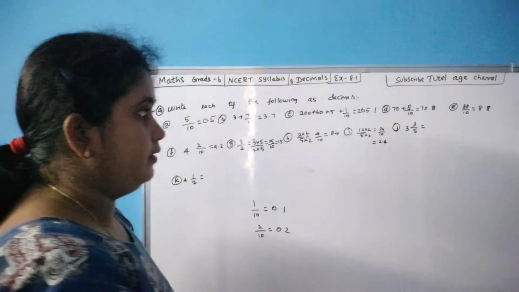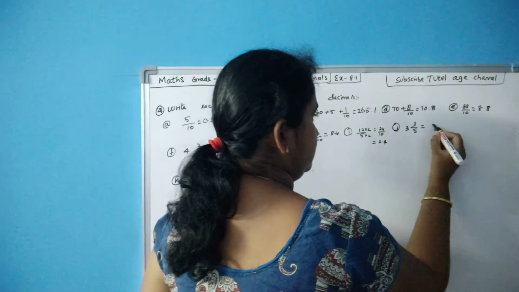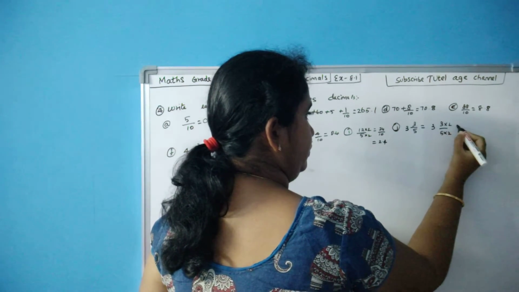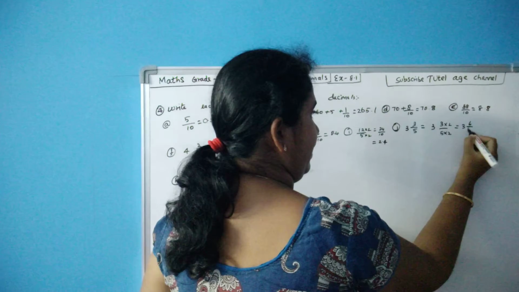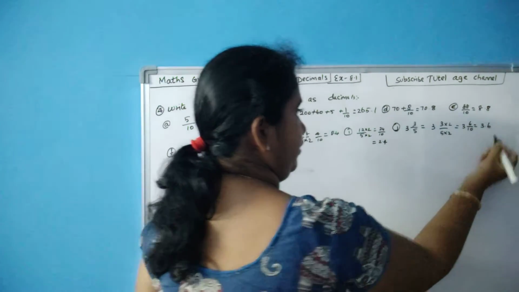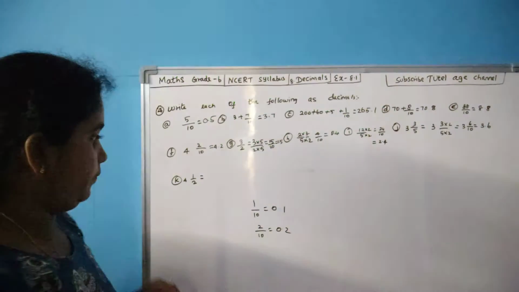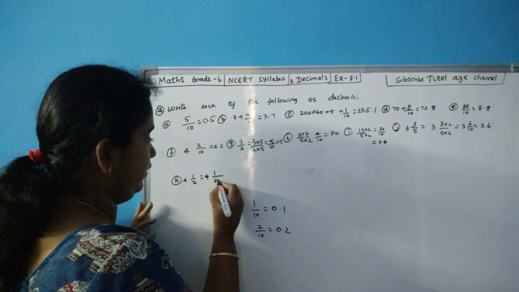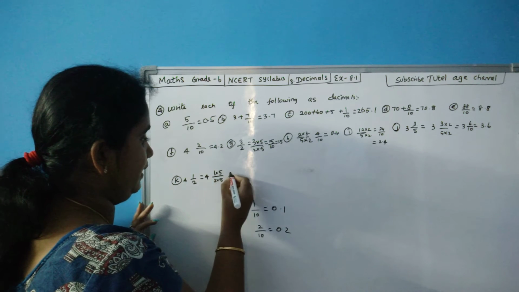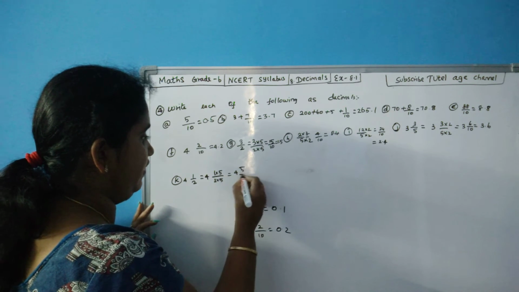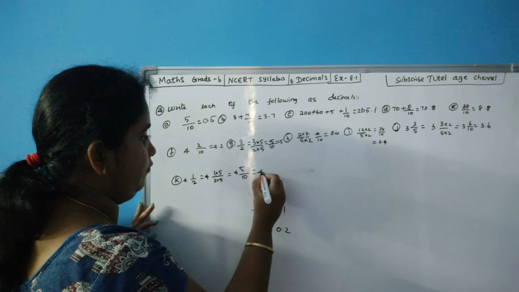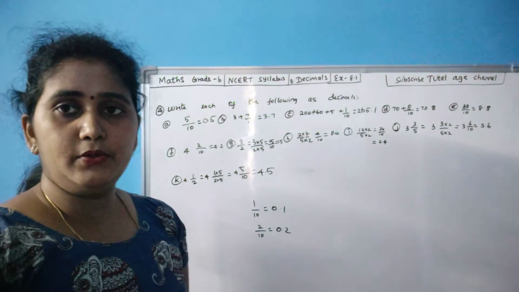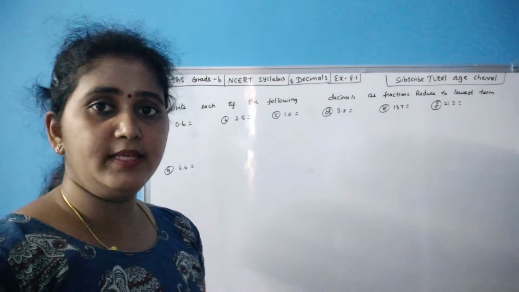Next one, 3 and 3 by 5. So 3, keep it as such. 5 times 2 gives 10, so here 3 times 2. So 3 and 6 by 10. That is nothing but 3.6, your answer. Hope you understand. Then 4, keep it as such. 1 by 2: 2 times 5 gives you 10, so here also multiply by 5. 4 and 5 by 10. So that is nothing but 4.5. So with this the fourth sum is completed. We will move on to the next sum. So here is your next sum.